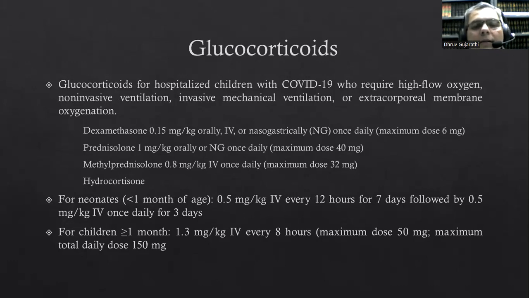For neonates, dexamethasone should be used at 0.5 mg per kg every 12 hourly for 7 days, followed by 0.5 mg per kg intravenously for 3 days. Neonates cannot be given dexamethasone orally or enterally, they need to be given only by IV route. For the infantile age group, we need to give the same drug at 1 to 1.5 mg per kg every 8 hourly every day for 5 to 7 days.